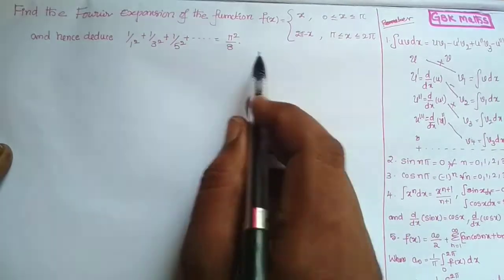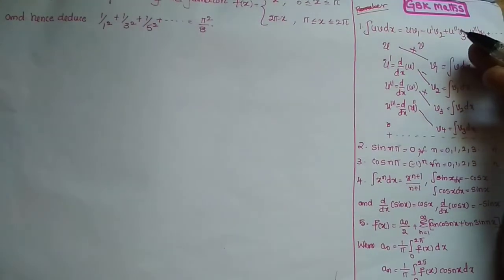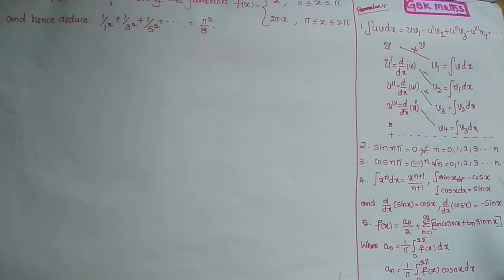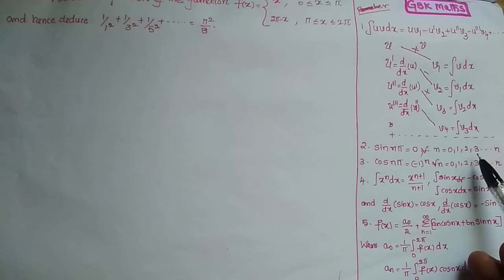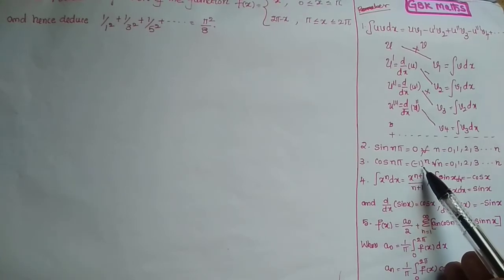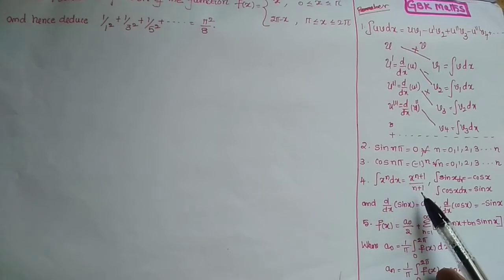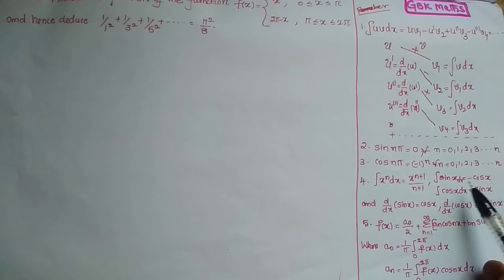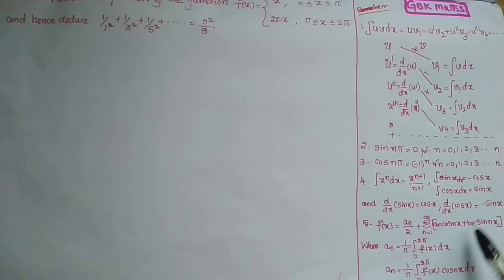Before we prove this, we should recall these formulas once again. This is Bernoulli's rule, which I already explained in the last video. Also sin n pi is always 0 for all n, cos n pi is equal to minus 1 whole to the power of n, and integral of x power n dx is x power n plus 1 by n plus 1. The integral of sin x is minus cos x, the integral of cos x is sin x, the differentiation of sin is cos, and the differentiation of cos is minus sin.